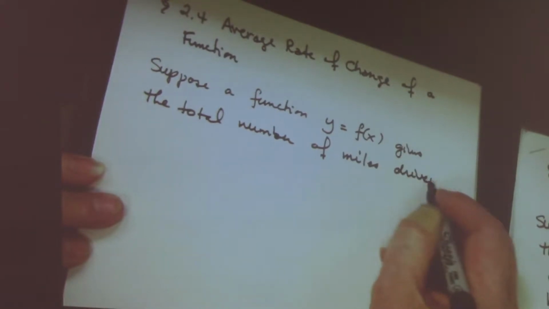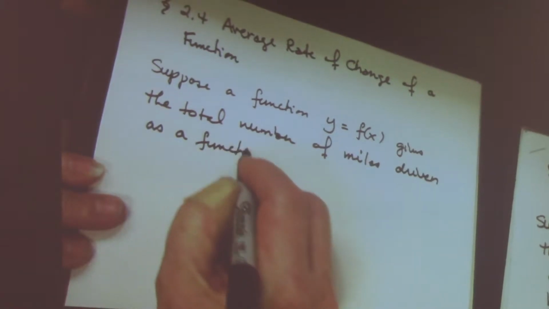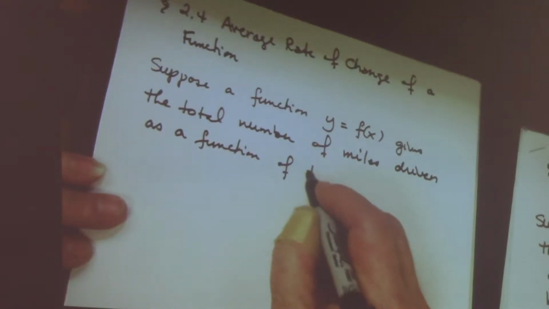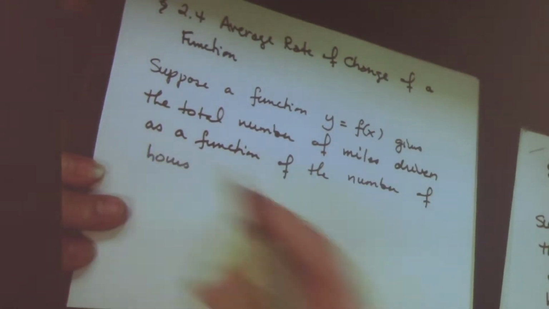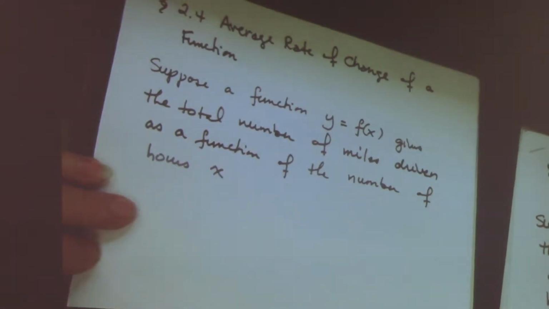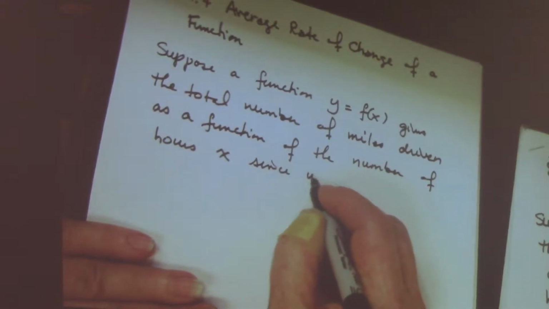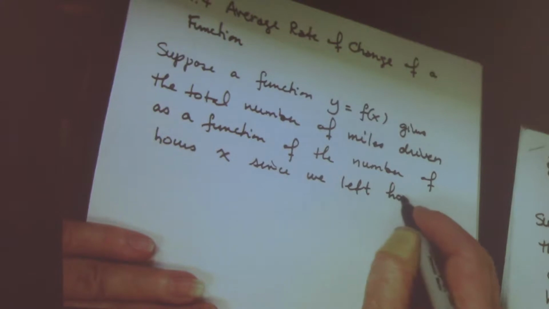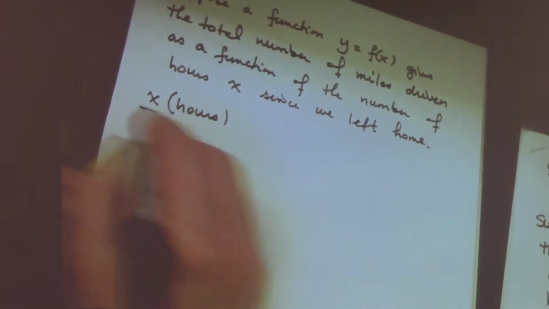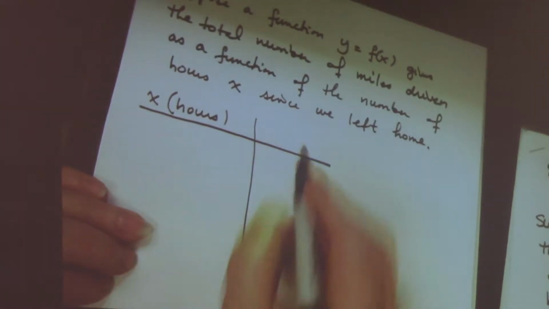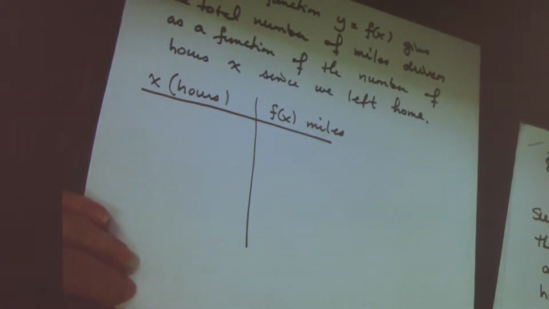driven, so we're on some road trip somewhere, as a function of the number of hours. Often I would call it t, but here I think I'll just call it x, since we left home. Okay, so the independent variable is the number of hours since we left home. F of x is the number of miles we have driven after that many hours.